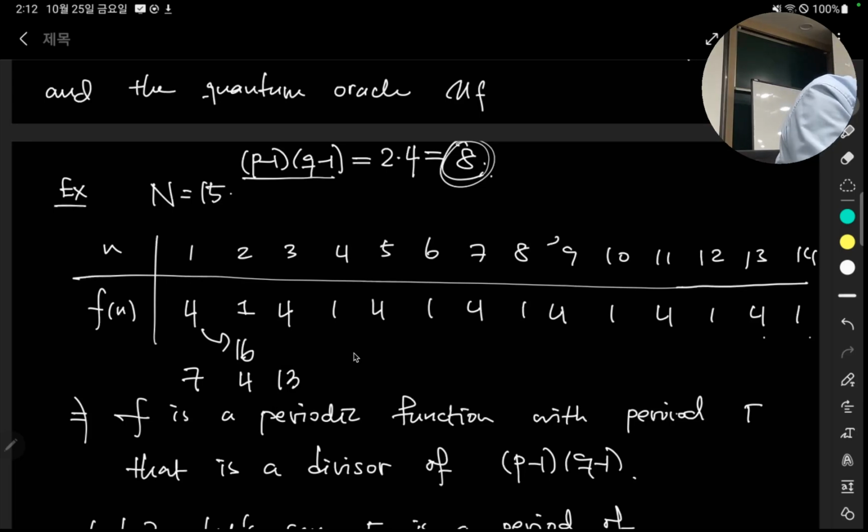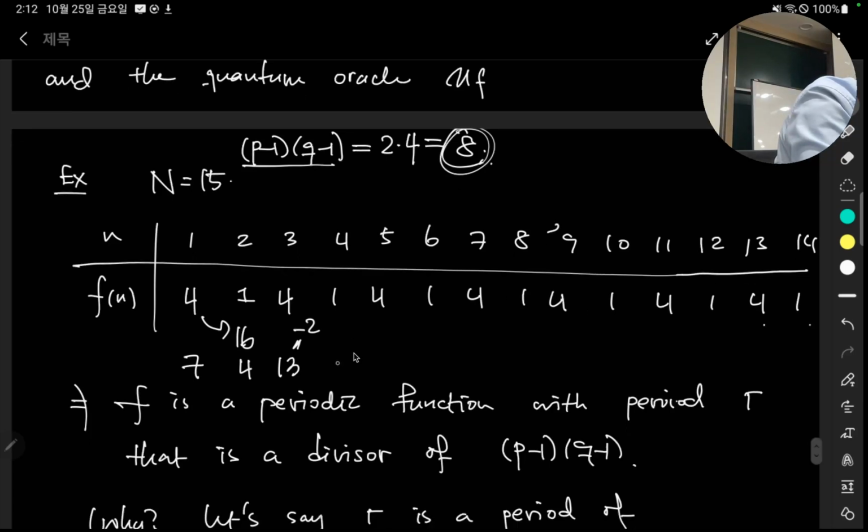So you can consider 13 as minus 2, actually, because you take 15 from 13, then you get minus 2. So it's minus 14. So minus 14 is equal to 1. So you get 1 again. So now you get the 7 back again. 7, 4, 13, 1. So in this case, you get the period of 4.